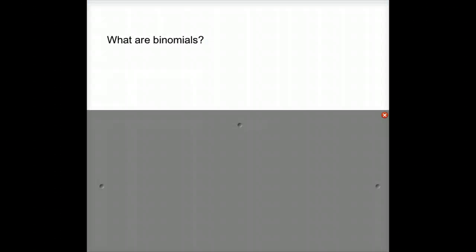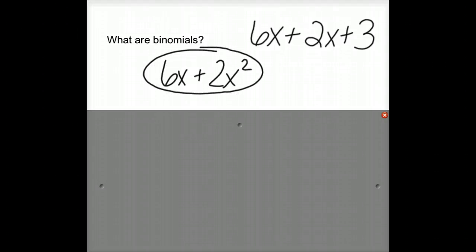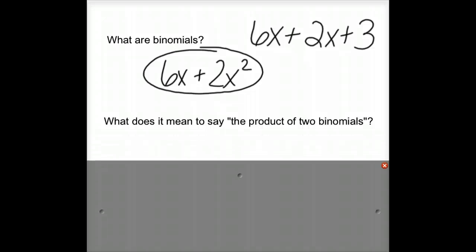Alright, so first, what is a binomial? We know a monomial is something like this. If we add 2 or 3 more monomials, we have a polynomial, specifically a trinomial. A binomial is just 2 monomials. So, for example, 6x plus 2x squared. This is our binomial.